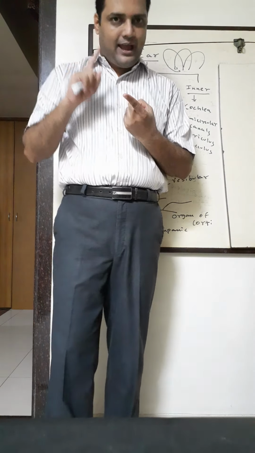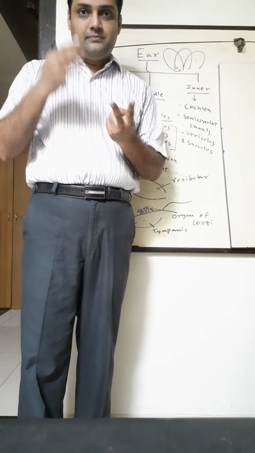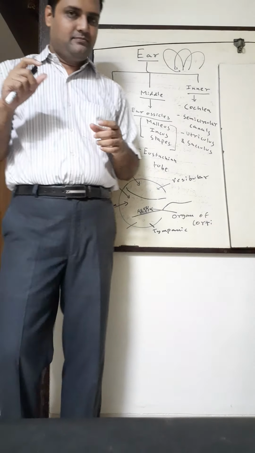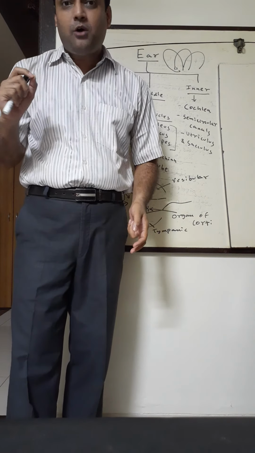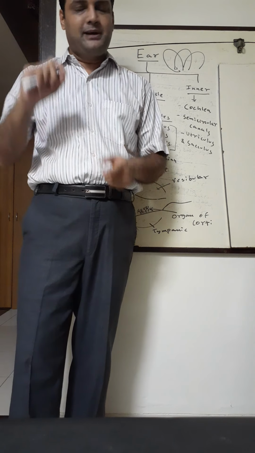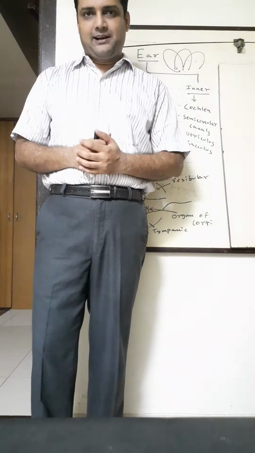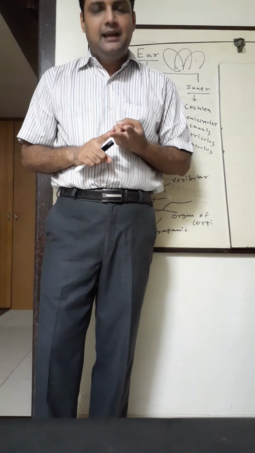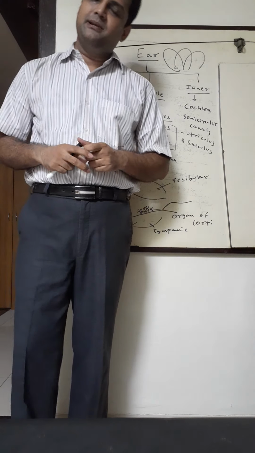The cut section of the eyeball, the cut section of the ear: these two need to be gone through very properly. And the diagrams of correction of myopia and hypermetropia you have to draw and practice. Even this cut section of the cochlea you have to draw and practice. Please practice the diagrams. Please read the textbook thoroughly, and do the book back questions. I hope you've understood sense organs properly. Thank you.